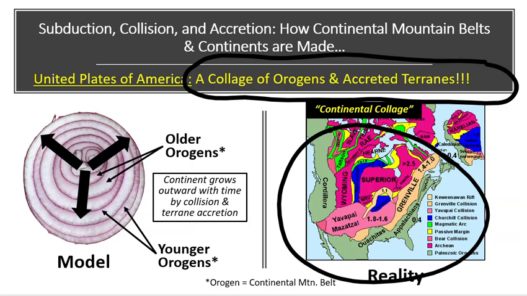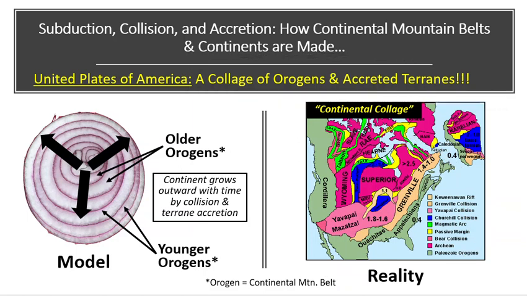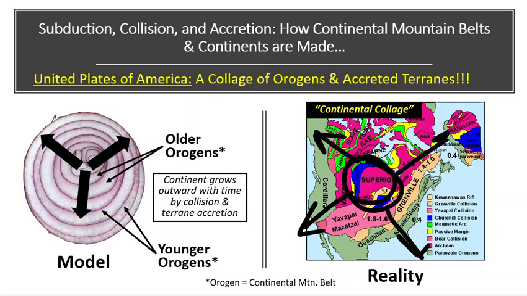And just like we talked about earlier, given the way that the accretion process happens, in general, we find that the oldest continental mountain belts are in the interior of a continent, and the ages of the mountain belts and the terrains become progressively younger as you move from the middle of a continent, the interior of the continent, out to the edges of the continent.